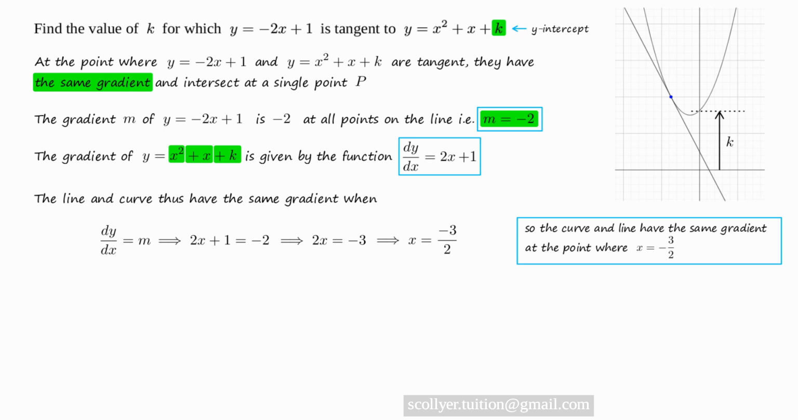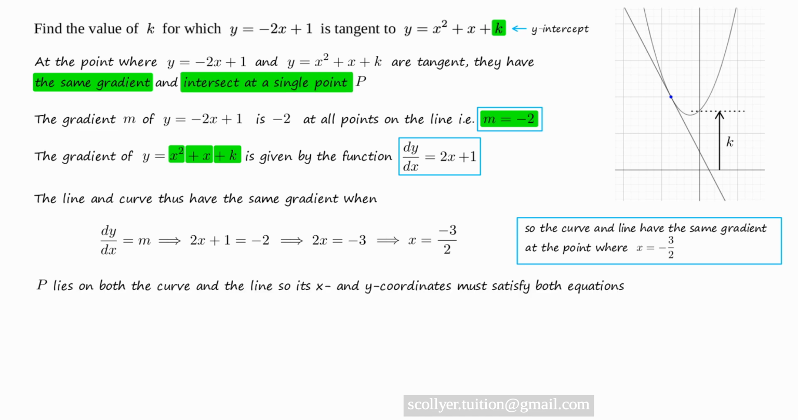We now use the fact that the curve and the line intersect at a single point. Since the point P lies on both the curve and the line, its x and y coordinates must satisfy both equations, the equation for the curve and the equation for the line. We first use the equation for the line.